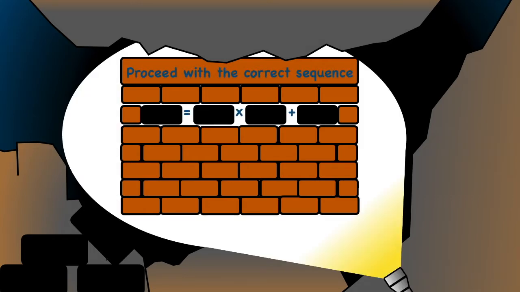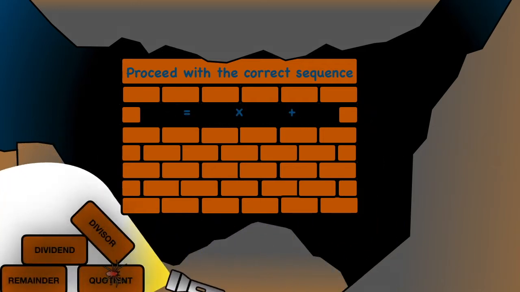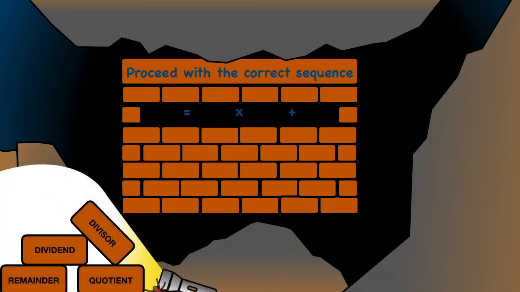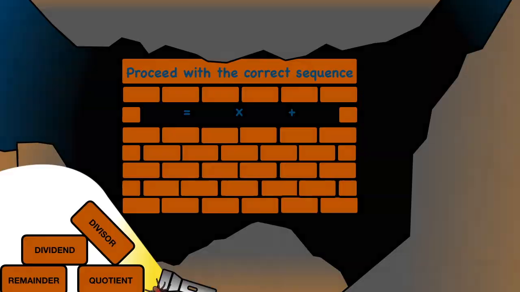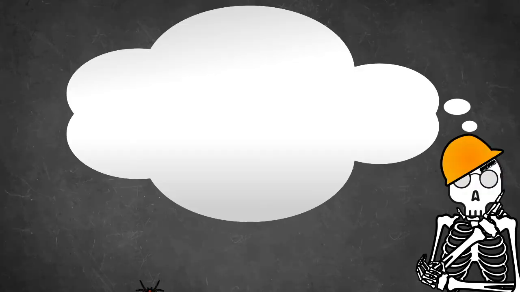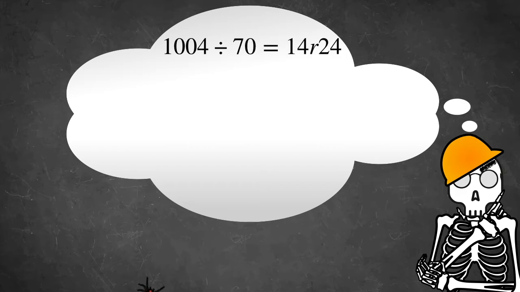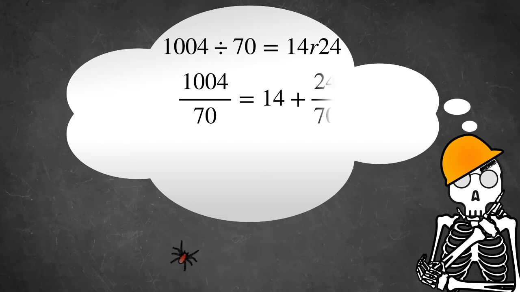Given the words divisor, dividend, remainder, and quotient, how does one weave them together into a formula? Let's examine using numbers to simplify the problem. 1000 divided by 70 gives 14 and a remainder of 24, which I can rewrite as an improper fraction.